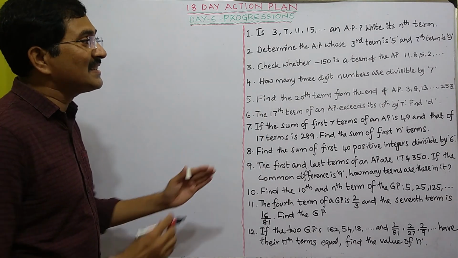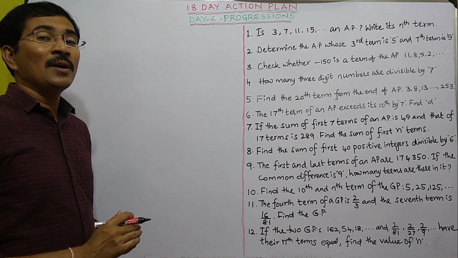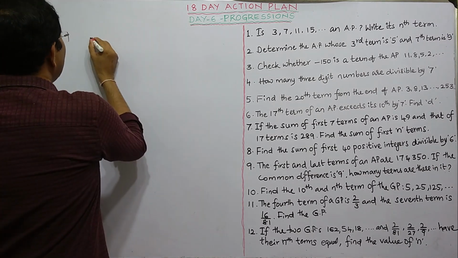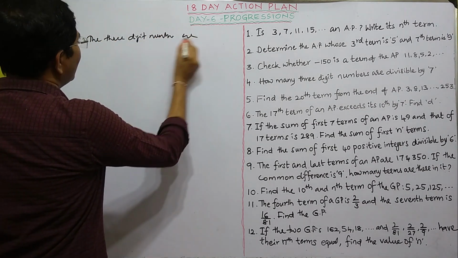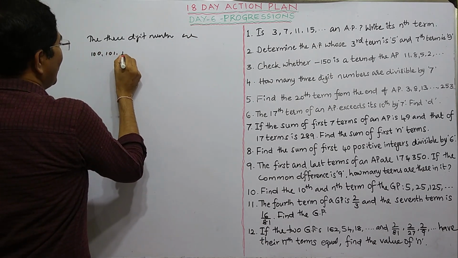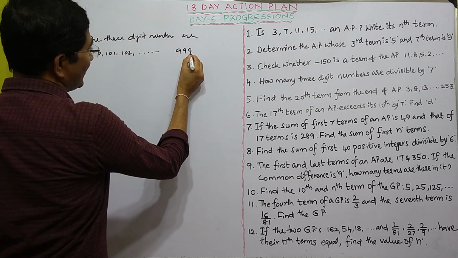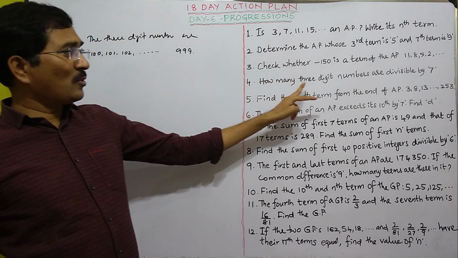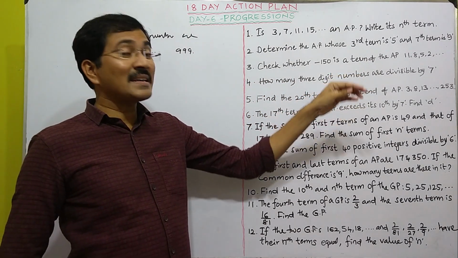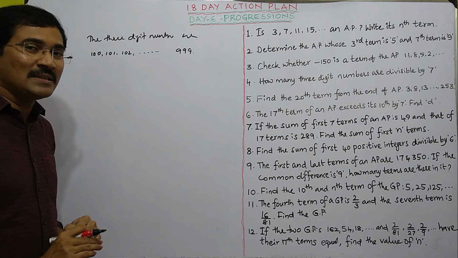So, how many 3-digit numbers are divisible by 7? Let us see the 3-digit numbers. The 3-digit numbers are 100, 101, 102, and so on up to 999. Yes or no? That's good. But the matter is not about all the 3-digit numbers. The matter is about the numbers divisible by 7. So which number is divisible by 7 here?